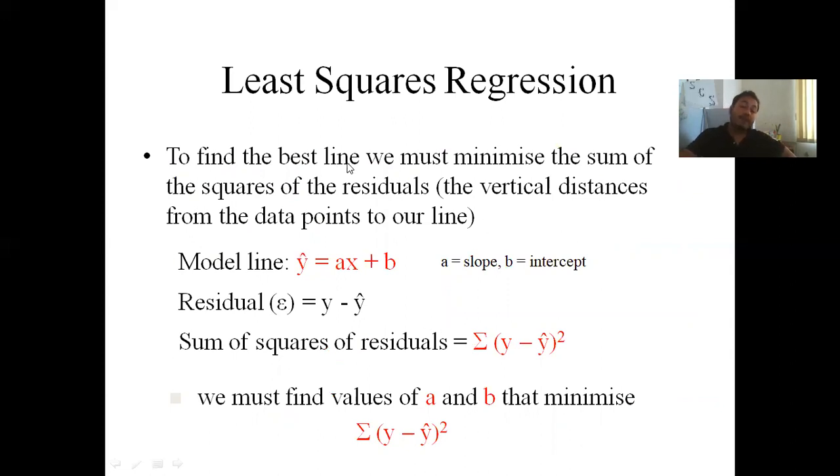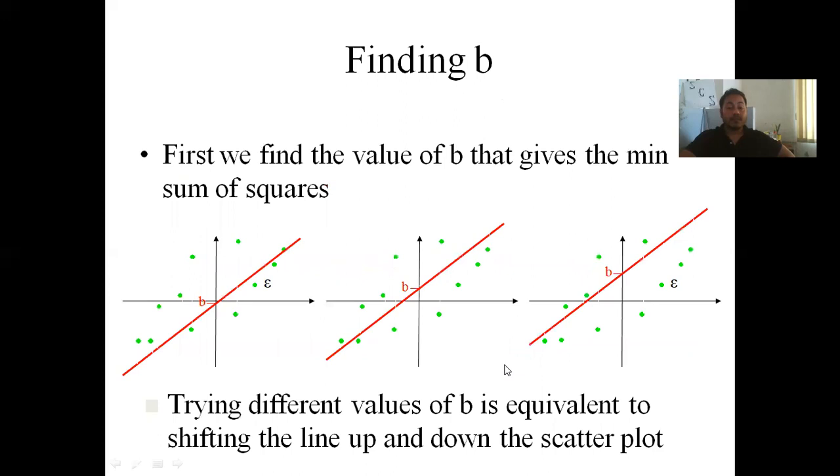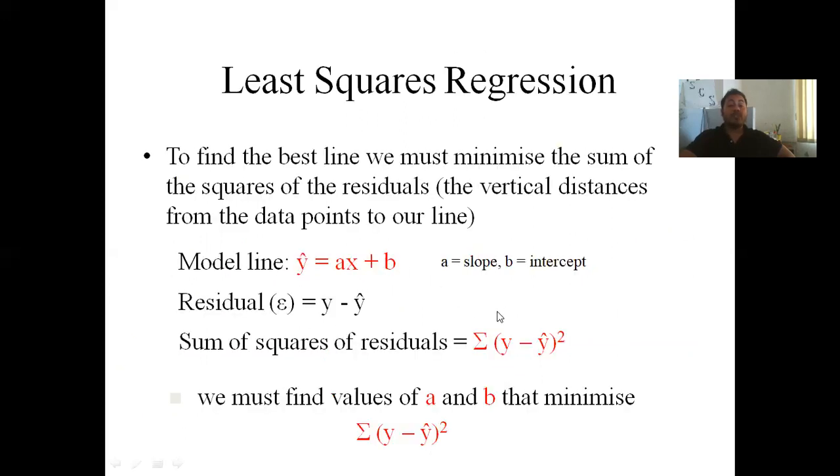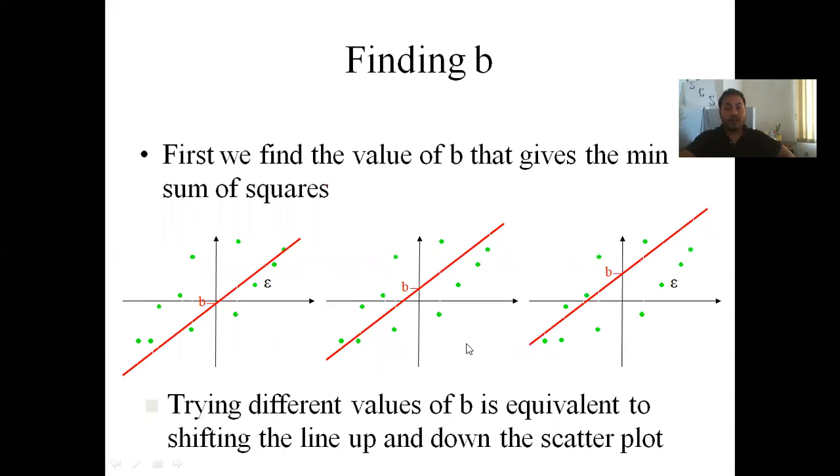To find the best line we must minimize the sum of the squares of the residuals, the vertical distance from the data points to our model line y is equal to ax plus b, where a is slope and b is intercept. You know that residual means y minus y-hat, so for the sum of squares of residuals you just square it and then sum it. These things should be minimized. We need to find a and b for which the value of this objective equation will be minimized.